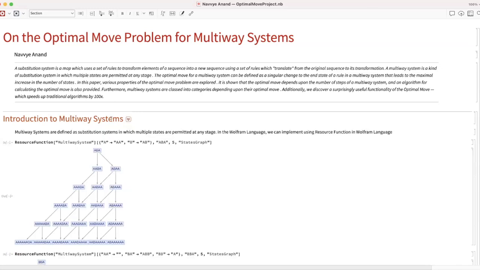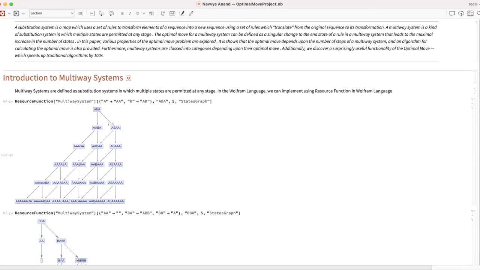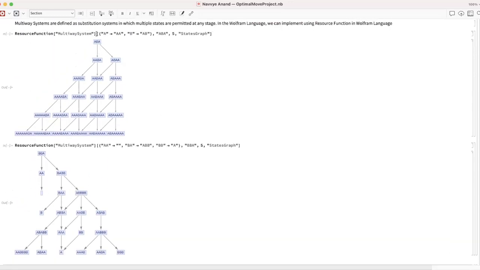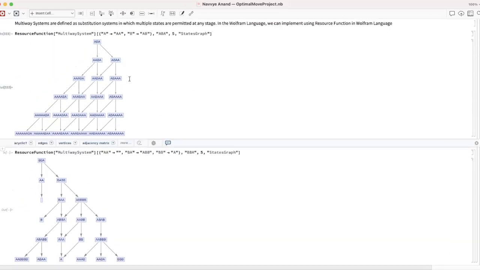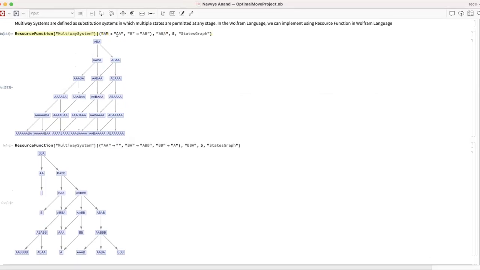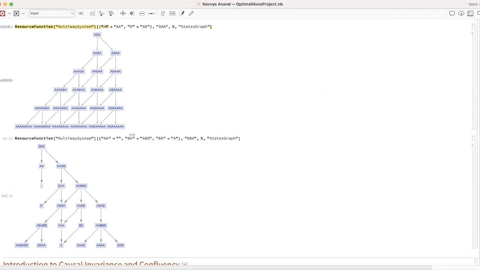Sure. So here's a brief introduction to multi-way systems. Multi-way systems are defined as substitution systems in which multiple states are permitted at any stage. And in the Wolfram language, we can implement it using the resource function, MultiwaySystem. So here's an example of a multi-way system. You start with ABA, and then you apply these rules, and you can see that you get various states at the same time.